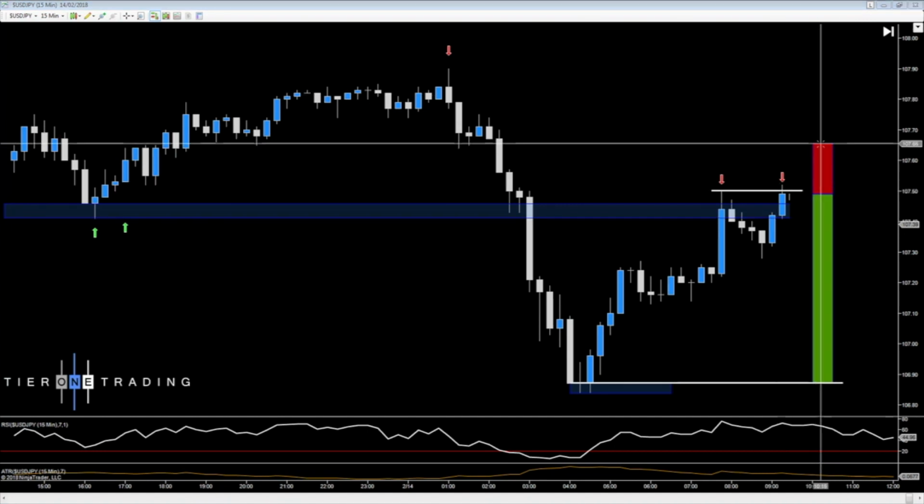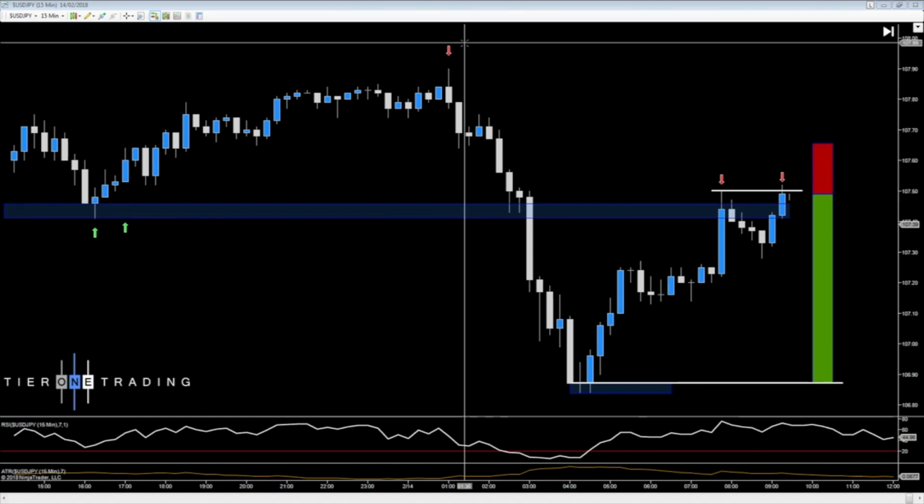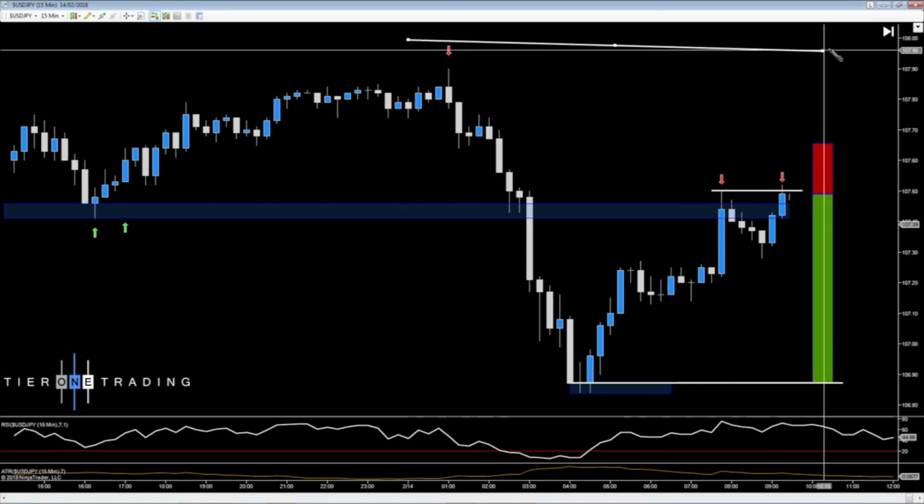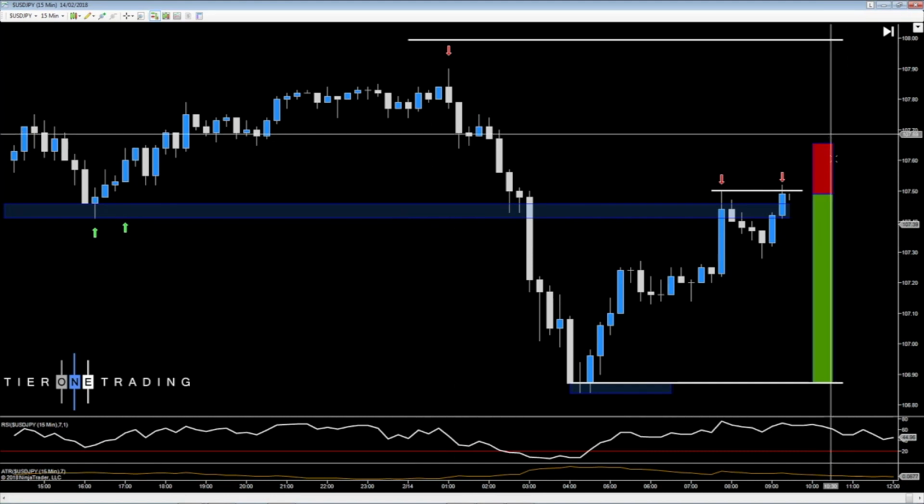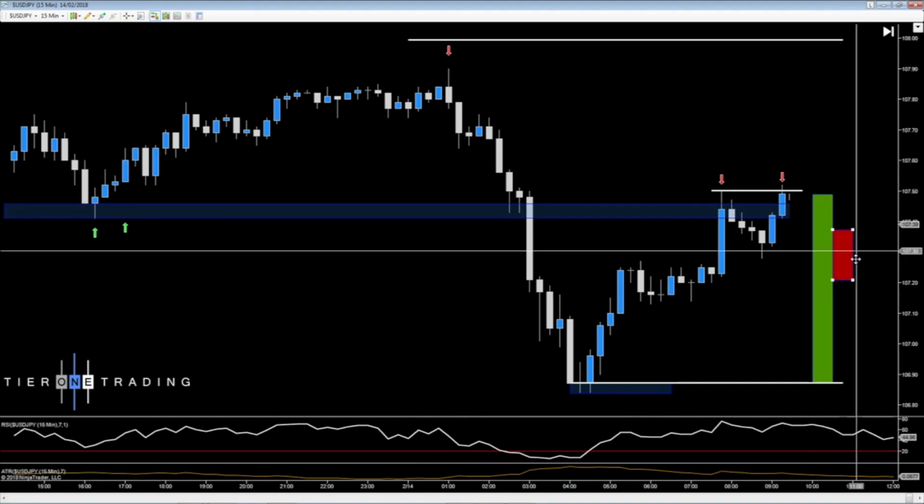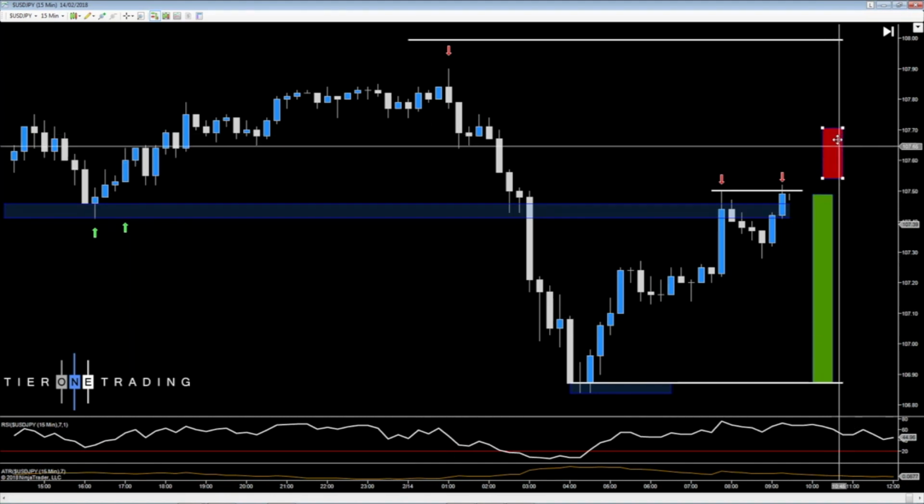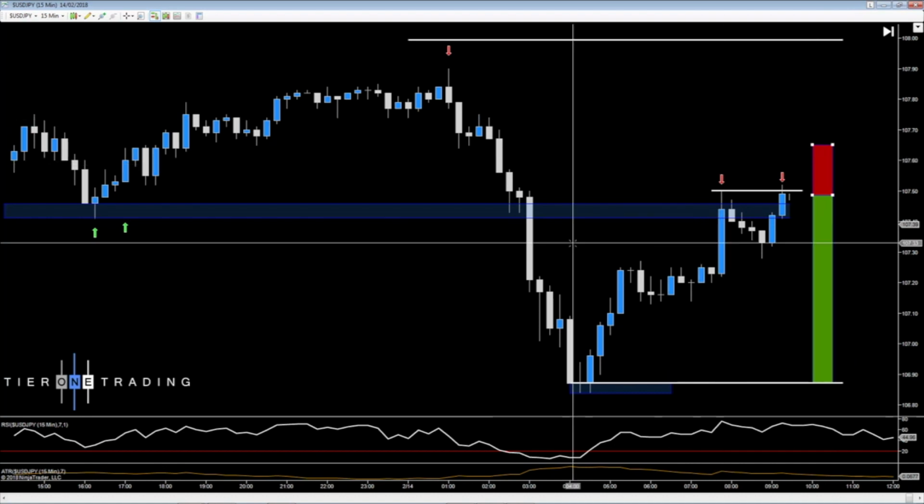So you can see what a difference it's made to our risk reward. Instead of having stops up here, which would be more of a 1-to-1, this is more like a 1, 2, 3, 3.5, 4-to-1. So let's see what happens next.